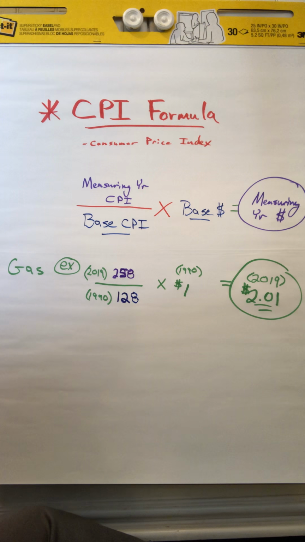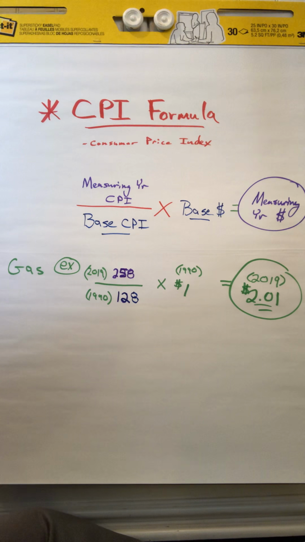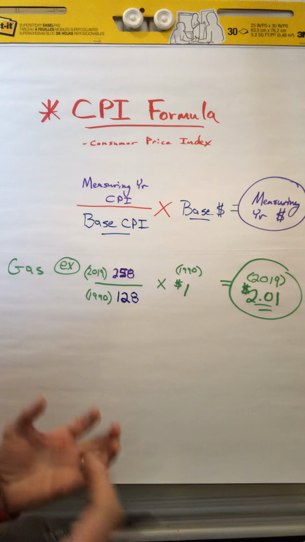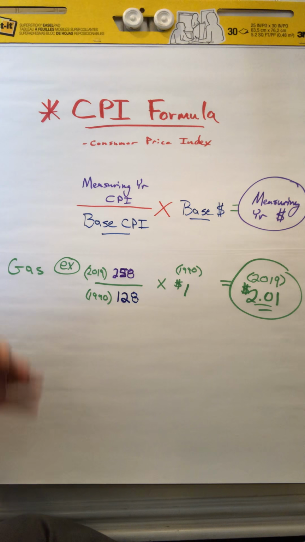CPI can be used to convert prices from now into the past, or vice versa. You can take prices from then and convert them into today and see, in real terms, how they compare. For example, we can look at what I paid for gas when I was in high school and put it in today's prices to compare what you're paying now with what I was paying then. This is how I break down the formula in order to make it easier on you.